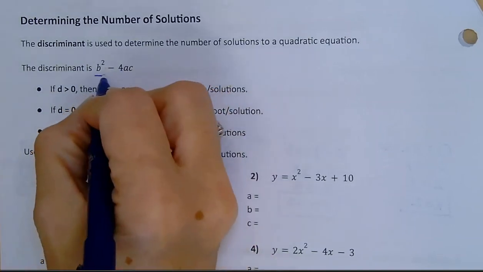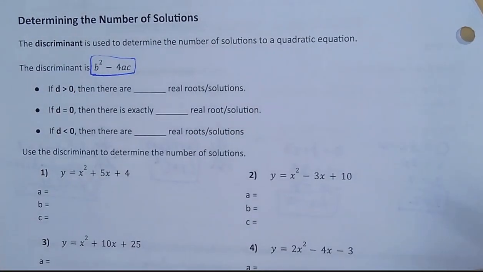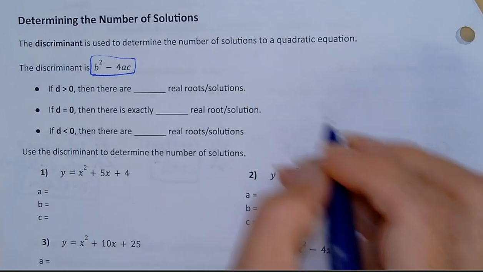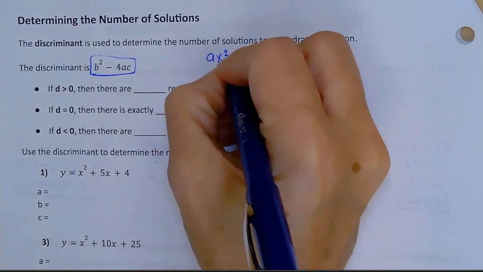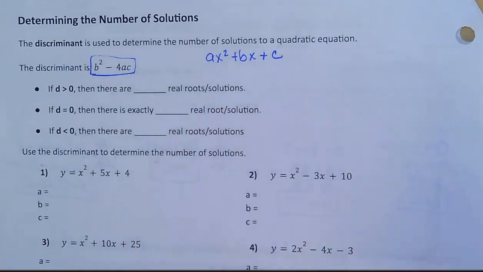The discriminant is the value you get when you say b squared minus 4ac. b squared minus 4ac. That is the discriminant. That's what you call the value you get. So, remember, ax squared plus bx plus c. This is our a and our b and our c that we're talking about.